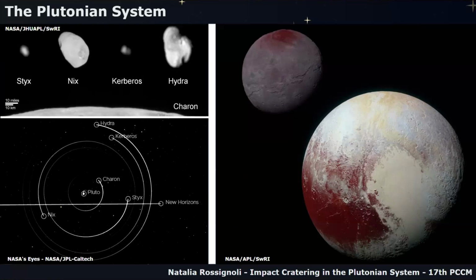As a brief introduction, the Plutonian system was studied up close in 2015 by the New Horizons mission, which was able to obtain a large amount of data, especially for the smaller satellites, and especially for this topic today, for Pluto and Charon, because it obtained a lot of images with very high resolutions. This is very interesting for our work.